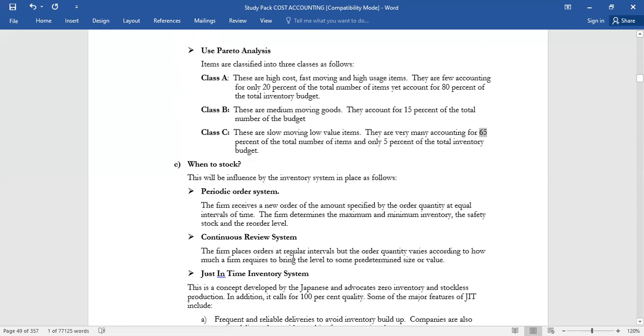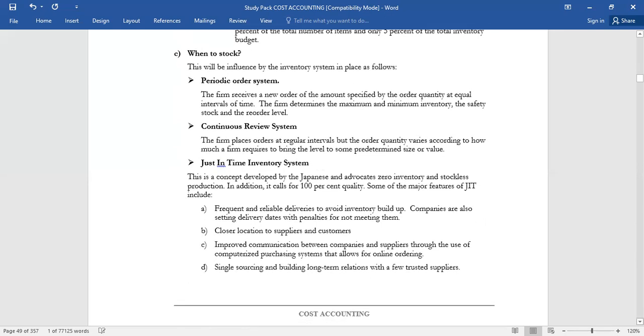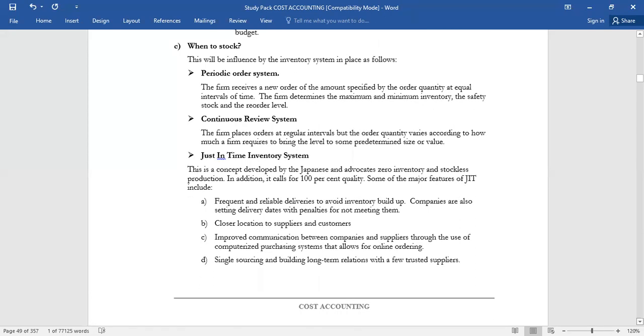Then you have what we call the continuous review system. This is where the firm orders regularly according to how much it requires. Could be economical. But the Japanese believe in just in time. It is the most economical, as long as you ensure that the supplier is reliable, they are closer, and they'll give you the items as and when you require. The good thing about just in time is it eliminates all the storage costs. So you are going to uptake 100% of what you really require for production.